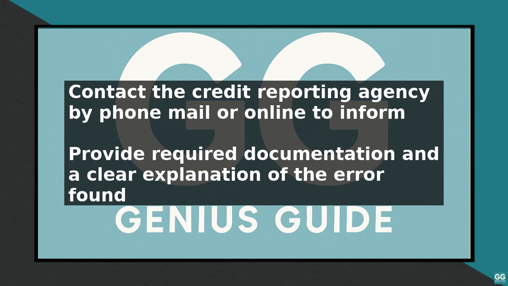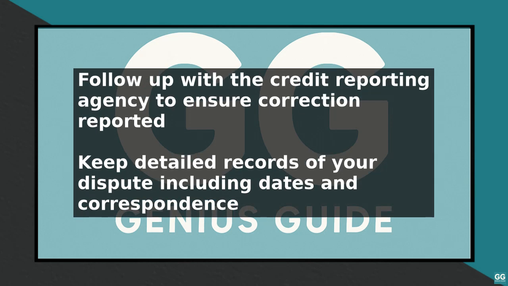for the decision. It is essential to follow up with the credit reporting agency to ensure the error has been corrected and the correction has been reported to the other credit reporting agencies. You can also consider contacting the creditor directly to dispute the error, as they may be able to correct the information and update the credit reporting agency.